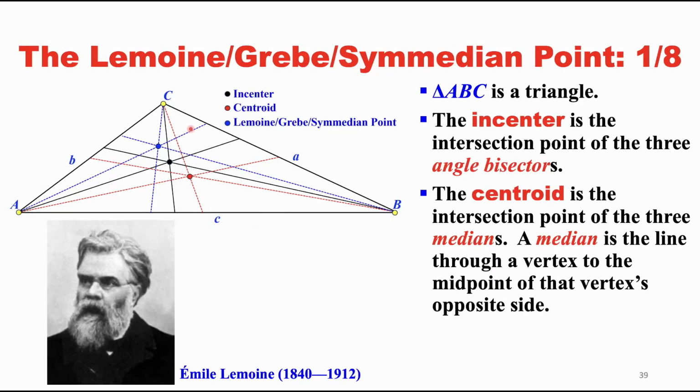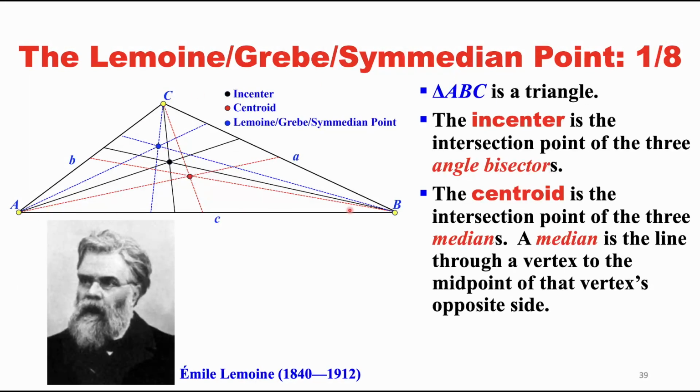Now, I'm offering you a possibly new proof. I said possibly because I don't know whether this proof was published or not, because the literature in proving the Pythagorean theorem is so huge. I won't be able to check for everyone. So in this case, let's introduce a very interesting concept. It's called Lemoine points or Grebe points or the Symmedian points.